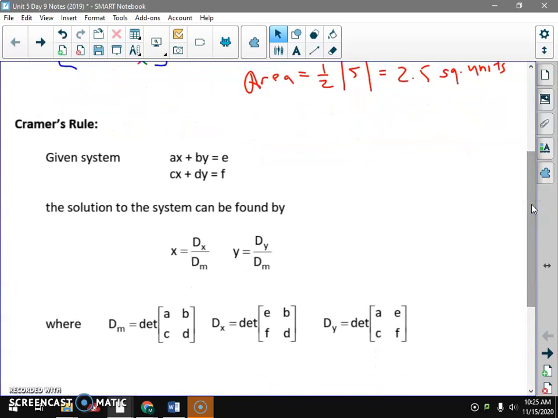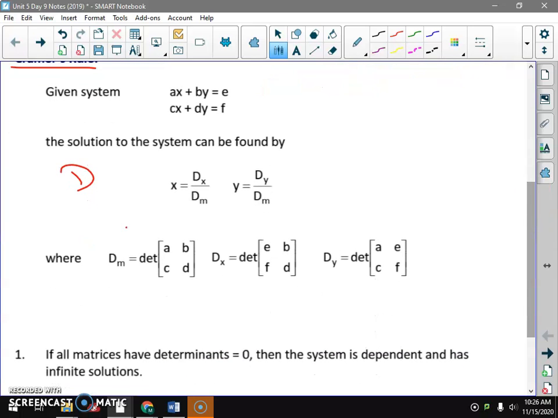And we're going to start with a 2 by 2. What is Cramer's Rule? It says, given a system like this, something x plus something y equals something else, e, and something x plus something y equals a constant f, how we can solve the system is we're going to find 3 determinants. That's what this capital D stands for, determinant, okay? And we're going to go Dx over Dm. M stands for main. Dy over Dm, all right? So we have a main matrix, an x matrix, and a y matrix.